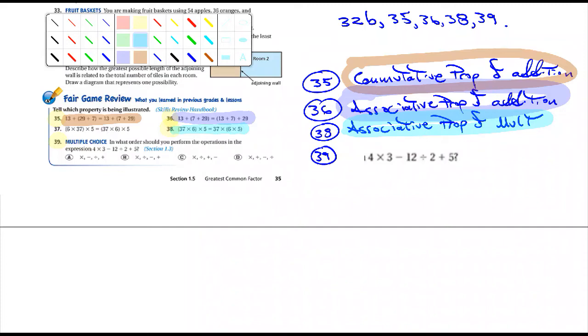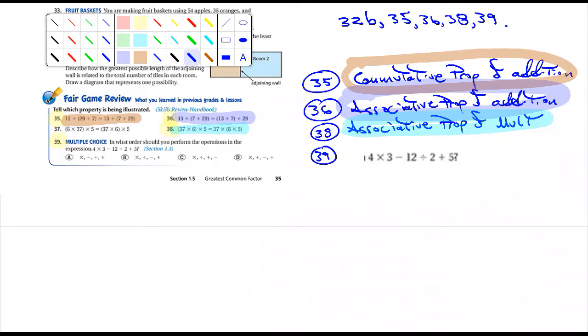Okay, 39, the last one I'll help you with here. Take a quick look at it. I went ahead and copied it. That right there is the same thing as that. They're asking you in what order should you perform the operations. Well, remember order of operations, PEMDAS. I don't see any exponents in here. There aren't any grouping symbols, or parentheses, rather, so we're going to go simply left to right.